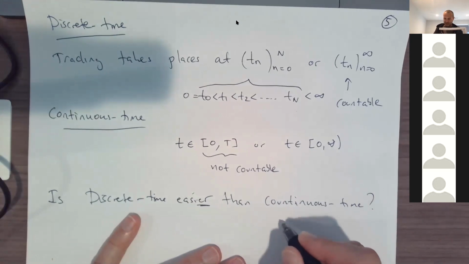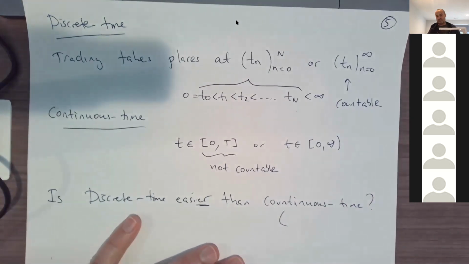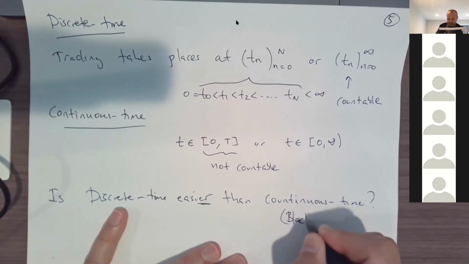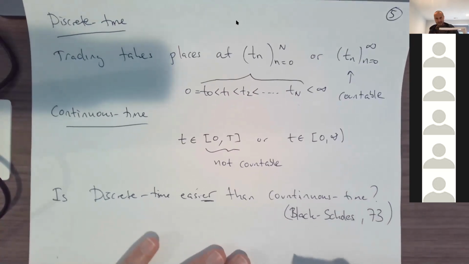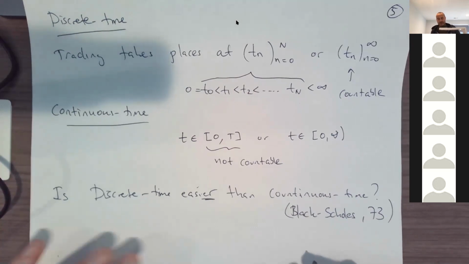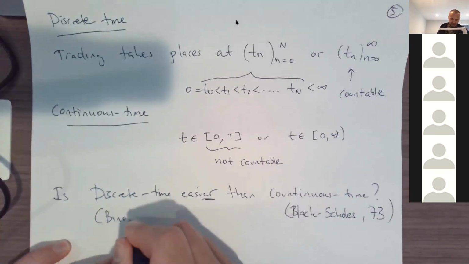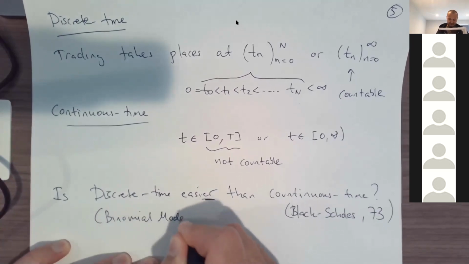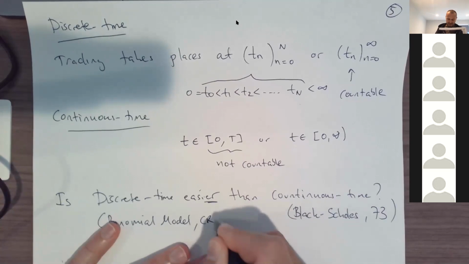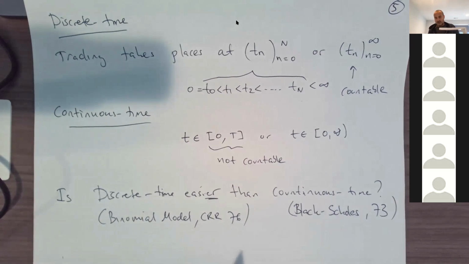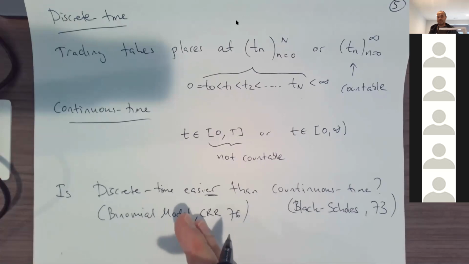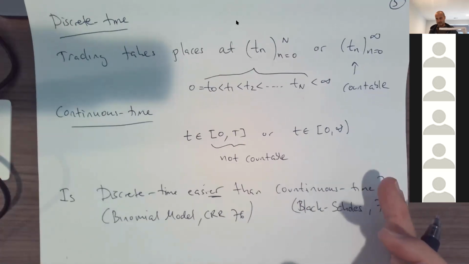Undoubtedly, the most famous model in continuous time is the Black-Scholes model, and this was done in 73. The binomial model over here was done by Cox, Ross, and Rubinstein in 76. So you can see there is a difference. If it was really the case that discrete time was easier, then why does it come years after the continuous time?